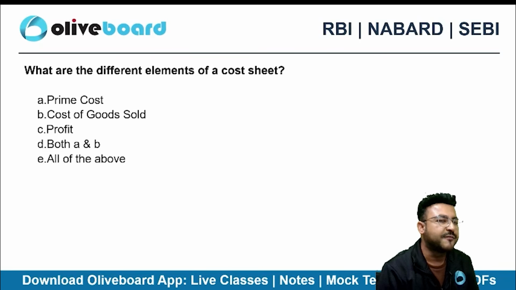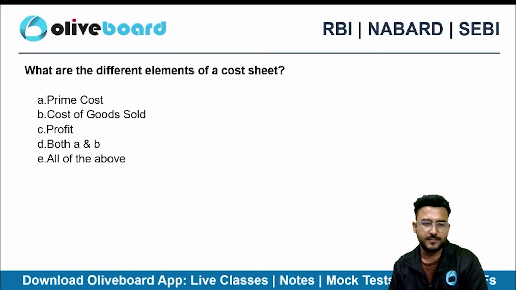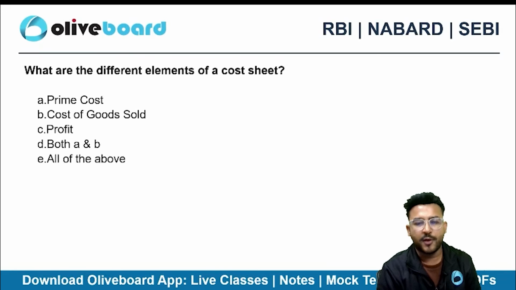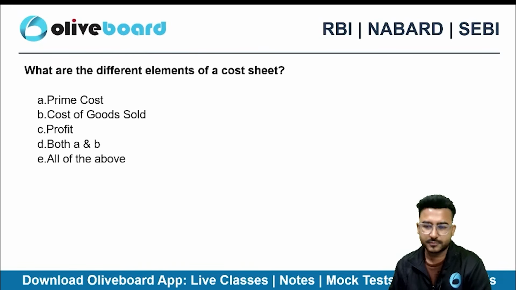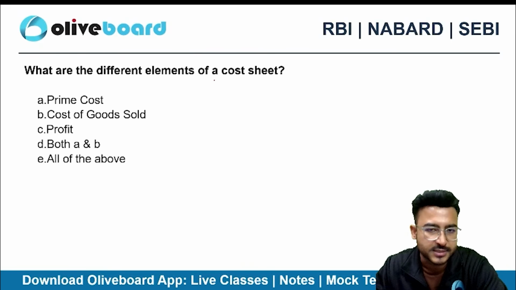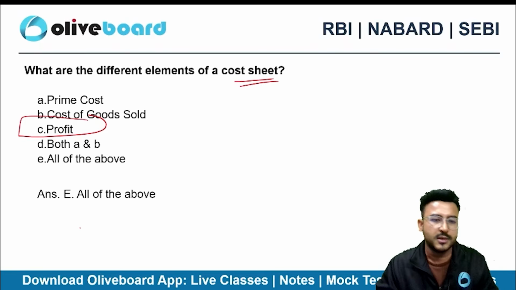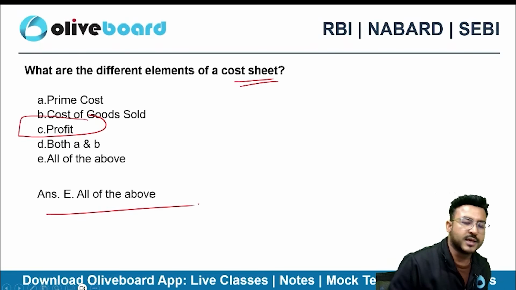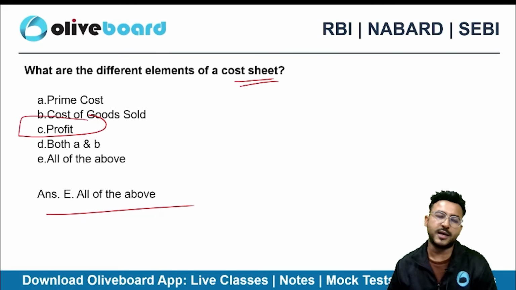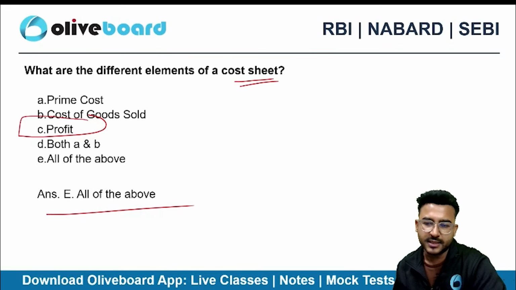What are the different elements of a cost sheet? Prime cost, cost of goods sold, profit, both A and B, or all of the above? Yes, that's easy, right? Now, some students can have a confusion. This is a cost sheet, so why is a profit element there? A profit element is also there in the cost sheet, so all of the above is the correct choice here. All the elements are there in the cost sheet.